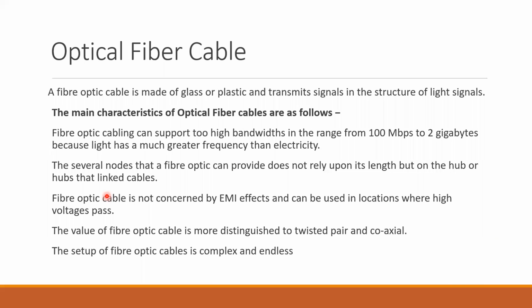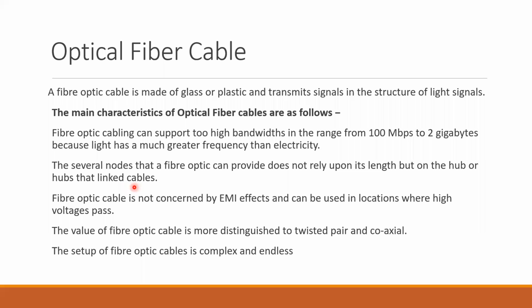Optical fiber cable is made up of glass or plastic and transmits signals in the form of light signals. ये light signals पे work करता है. It has a capacity or bandwidth from 100 Mbps to 2 Gbps. इतना डेटा, इतनी बैंडविड्थ को कैरी कर सकता है at a single time. The number of nodes that fiber optic can provide does not rely upon its length but on the hub or hubs that are linked to the cable.